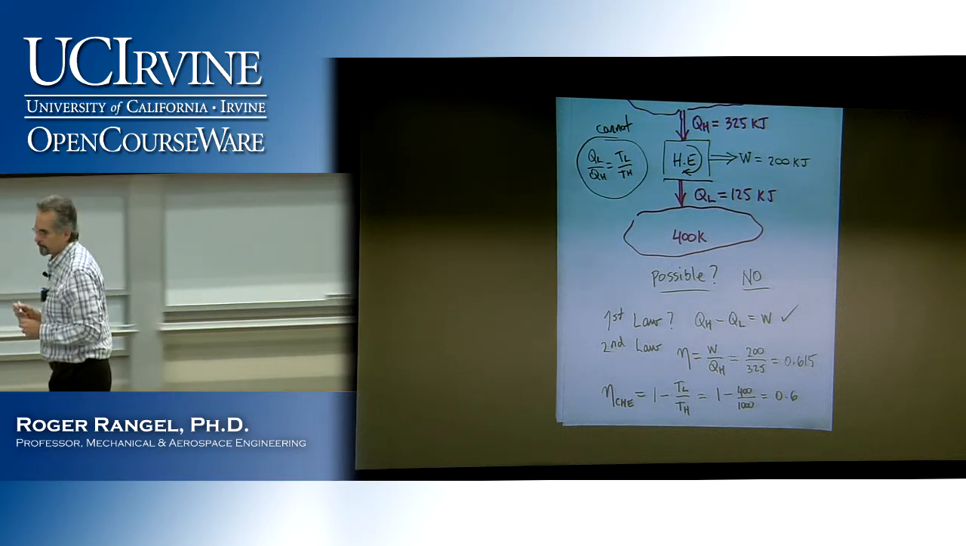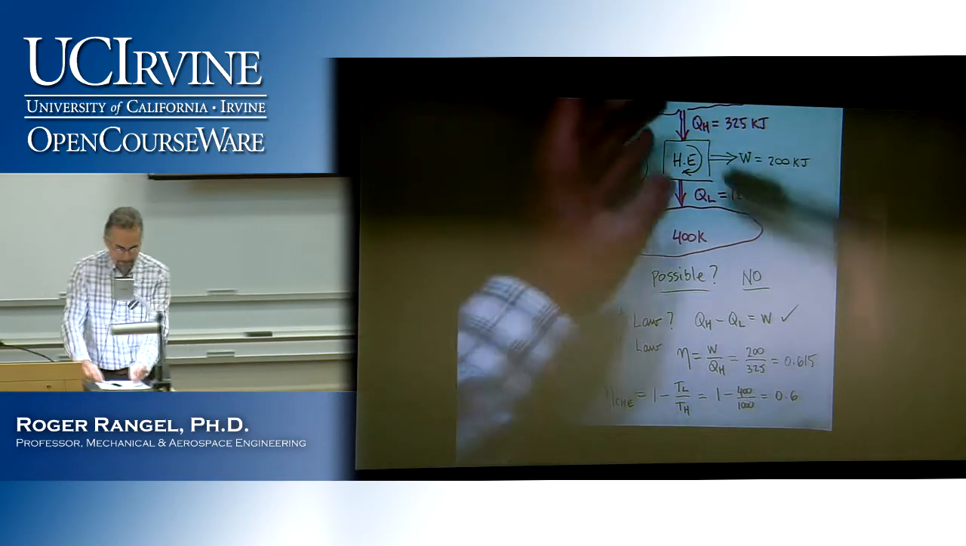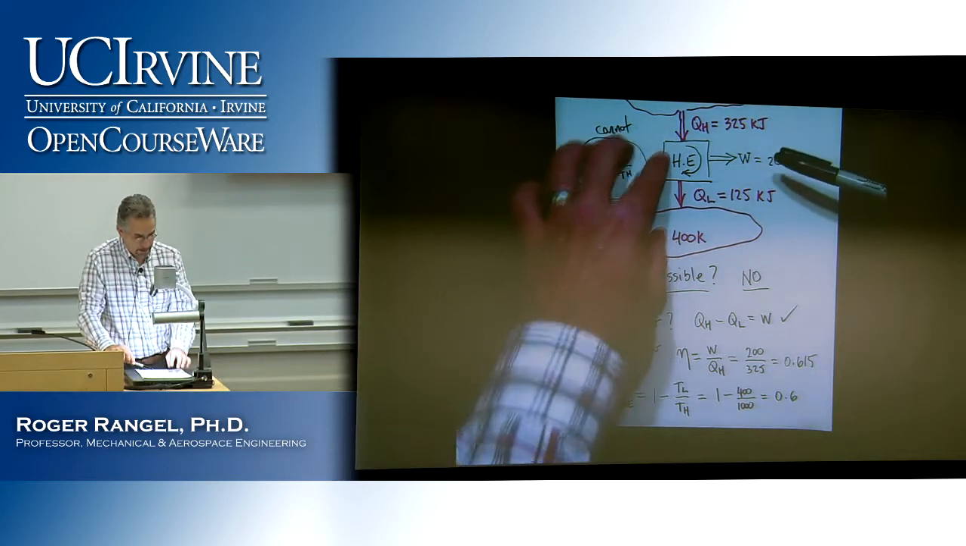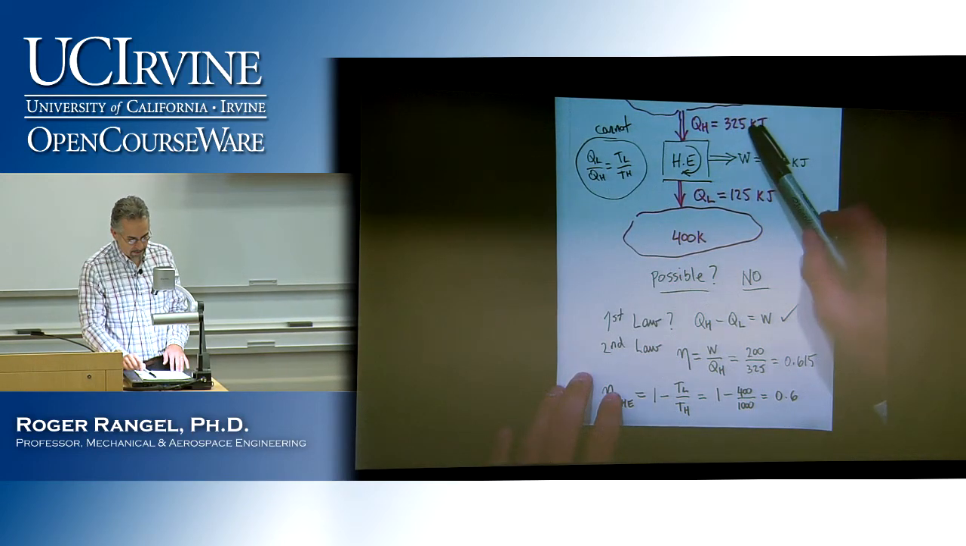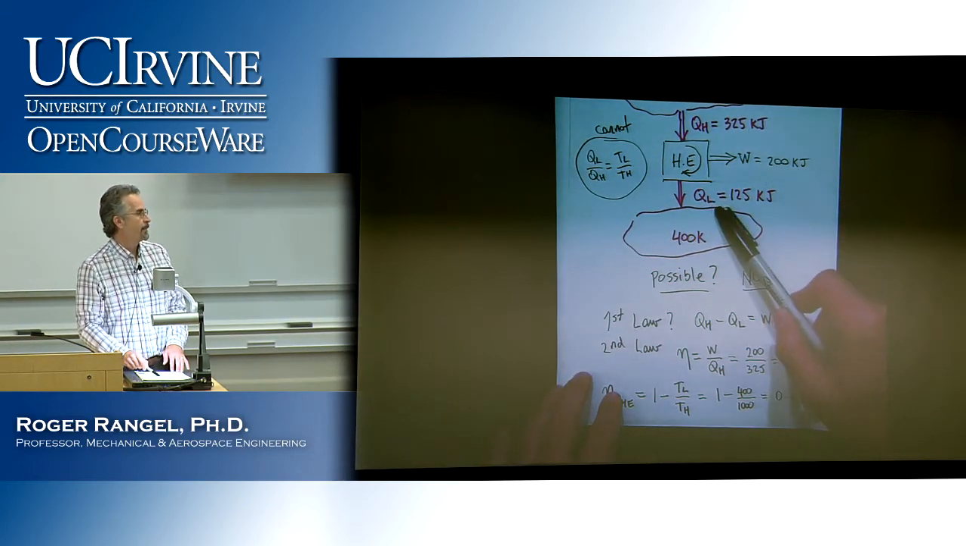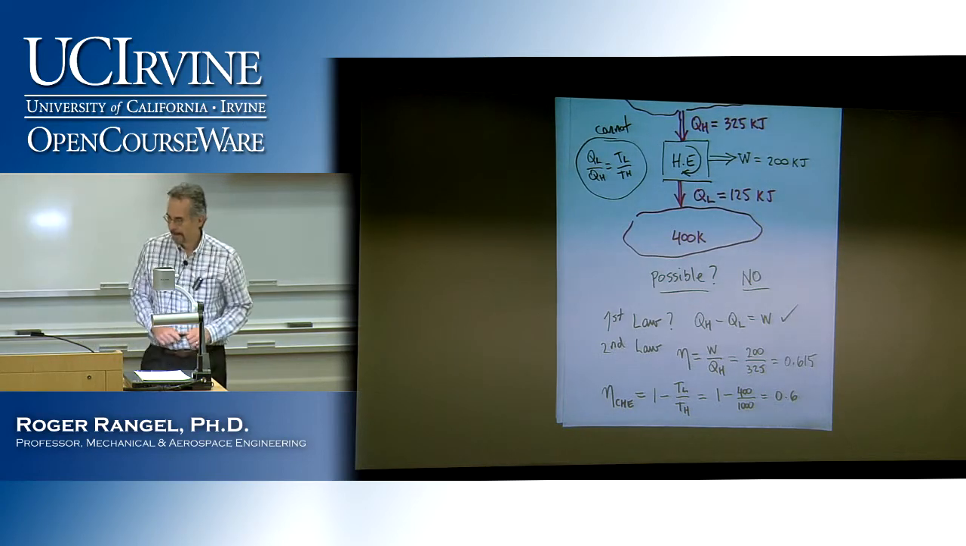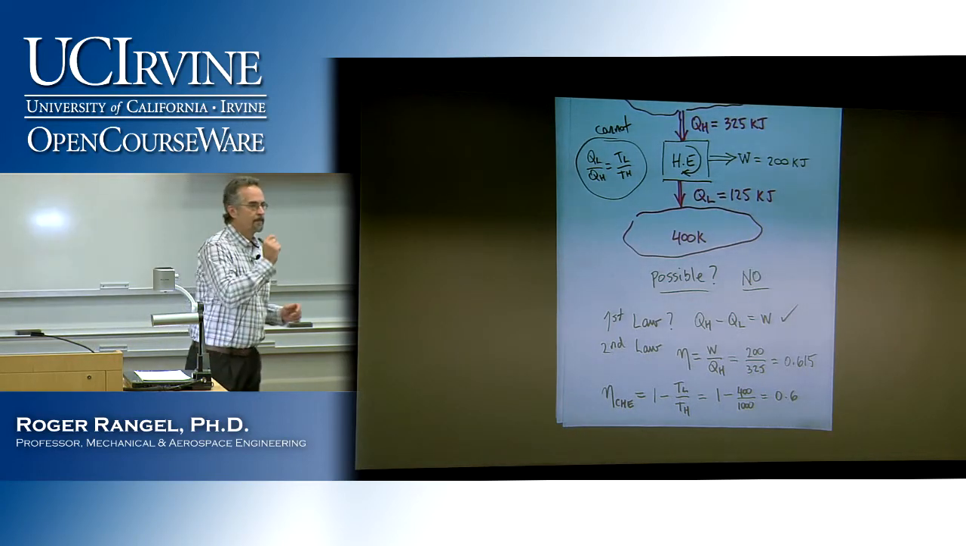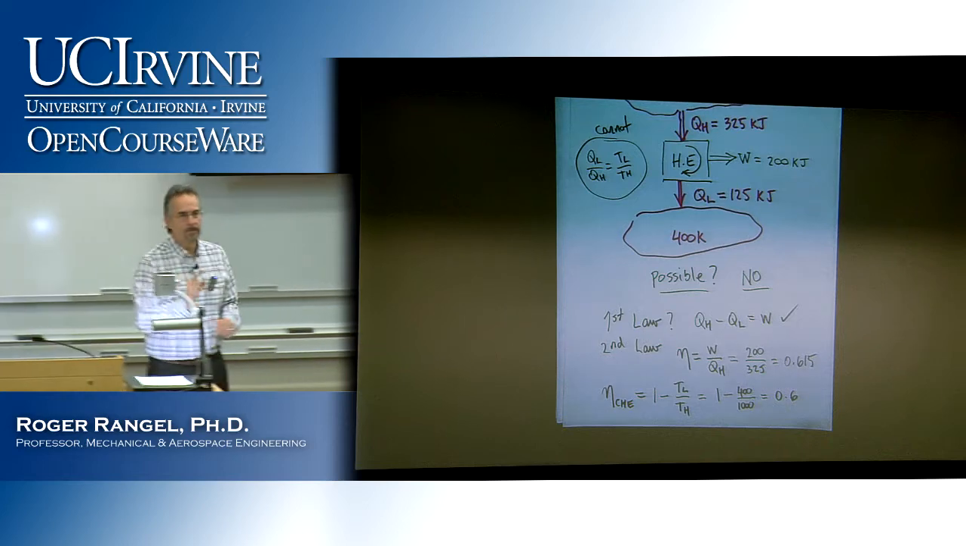So if I hook up a Carnot heat engine in here, and I keep the same Q sub H, it'll have a different Q sub L. Any other questions about this problem? Or any other confusions?